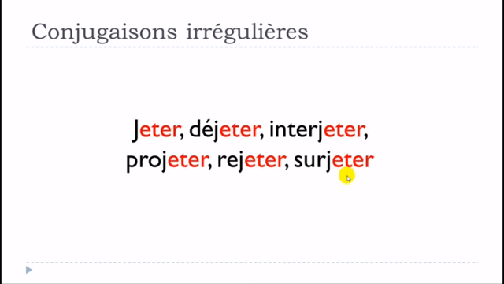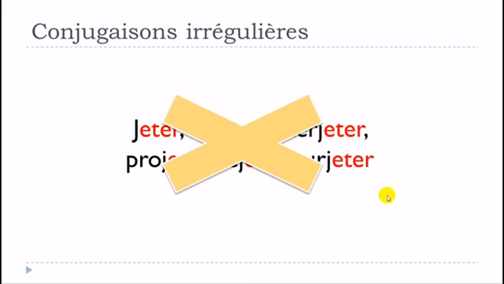And then what we should keep in mind is that the verbs from this family of verbs, so you can see that jeter is the first one, and after that all the verbs will be based on jeter, so déjeter, interjeter, projeter, rejeter, and then surjeter. Well, these verbs won't follow the rule, or they will actually follow another rule. So all the things that we'll see in this video, they won't concern these verbs.